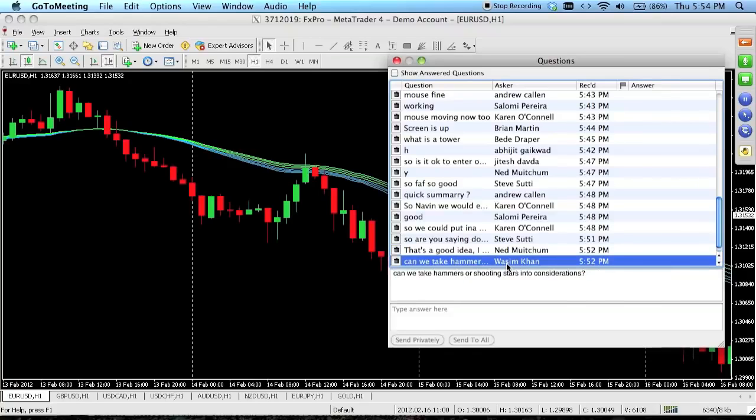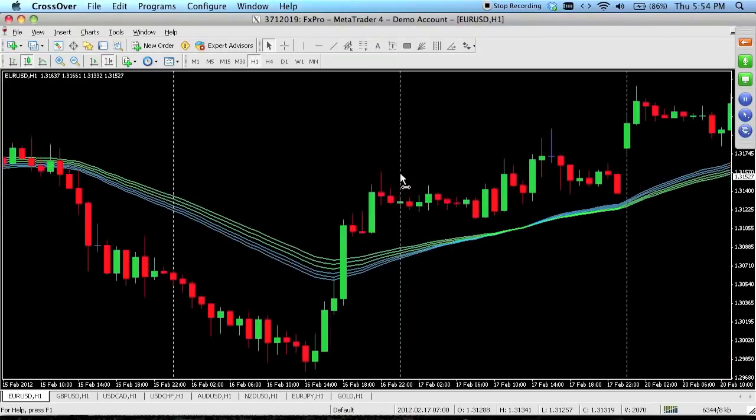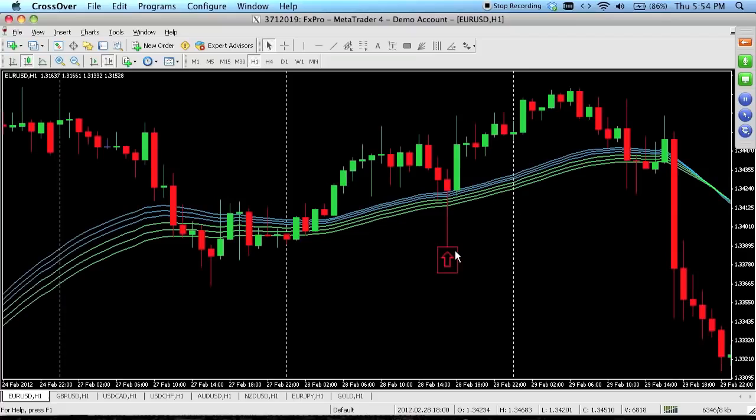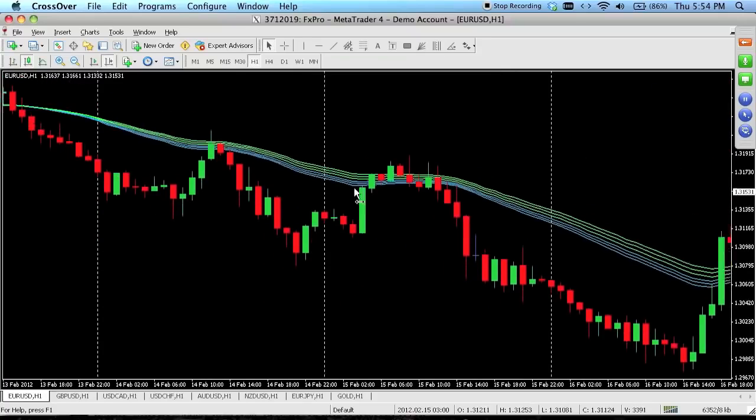Okay, can we take hammers or shooting stars into consideration? Yes, Wasim, you guys can take any formations on or around these MAs. Obviously, if you have hammers around these MAs, it's even more perfect. For example, the trade that we just looked at earlier, this one right here. Nice hammer formation, exhaustion candle, or a pin bar, whatever you like to call it, gives you a heads up that okay, the market is going long no matter what. It's just a sure shot. So there are several examples like that. So yes, you guys can take it into consideration.